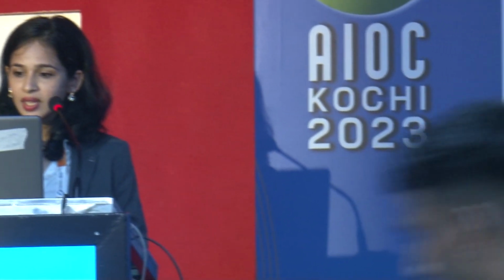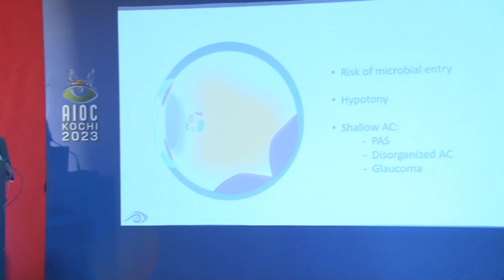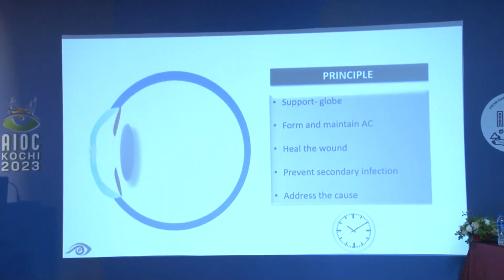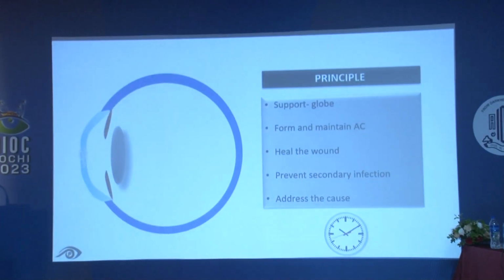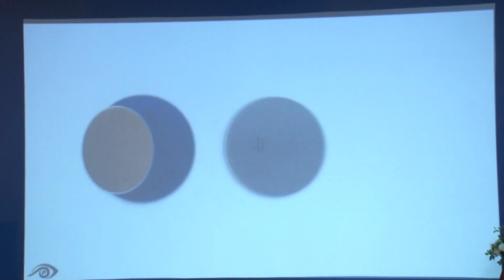So what is going to happen once the cornea perforates? Once it perforates, the first thing that you're going to see is there will be chances of hypotony, and there's high risk of microbial entry and chances of endophthalmitis, shallow AC and its problems like formation of peripheral anterior synechiae, disorganized anterior chamber, and long-term glaucoma. So the main principle is to support the globe, form and maintain the anterior chamber, heal the wound, prevent secondary infection, and address the cause.